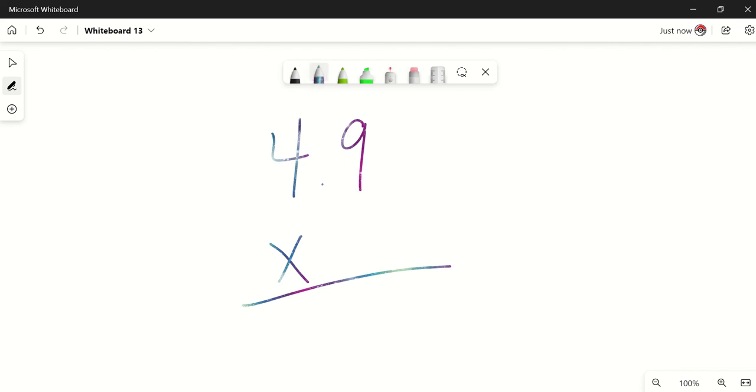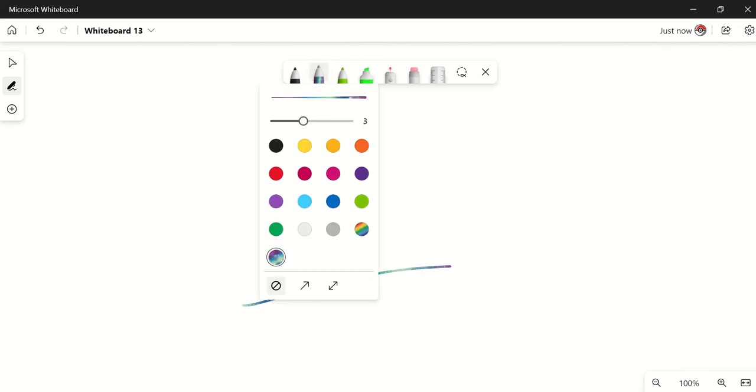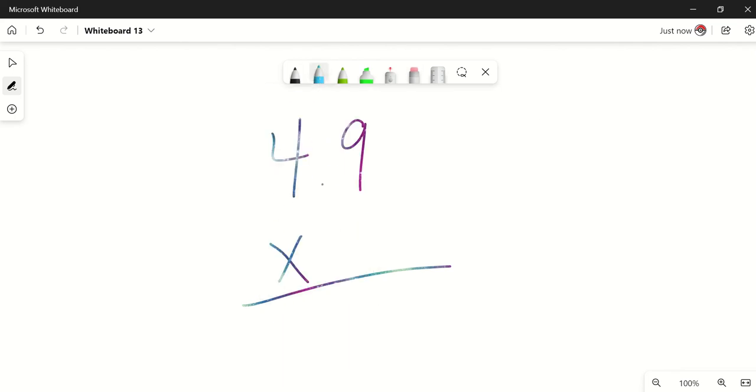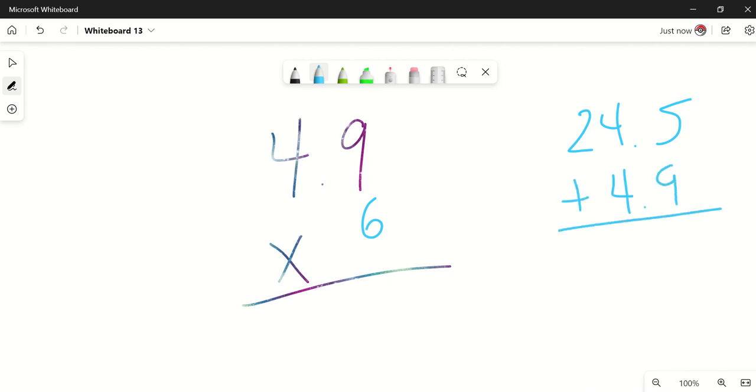4.9, and we're going to go ahead and bring a different color into this. Let's do light blue. 4.9 times 6. Now, the last one was 24.5, if I was not mistaken, and a bamboo tree grows 4.9 feet each day. So if I were to add this, which I'll do later, it should match up to what this is.